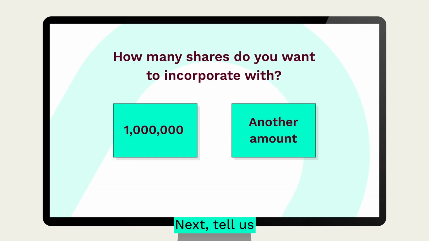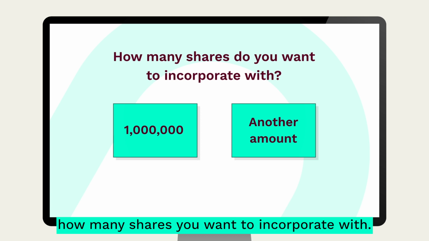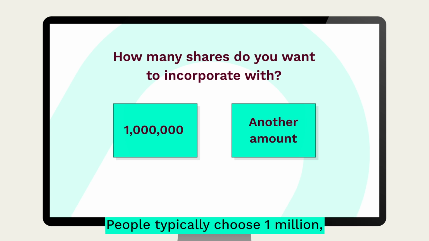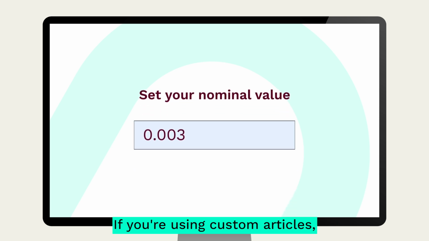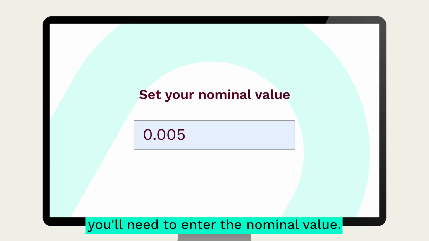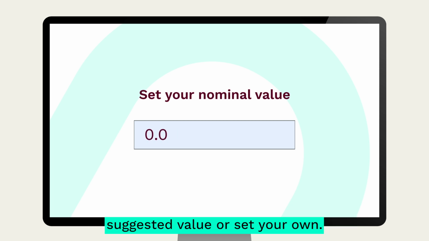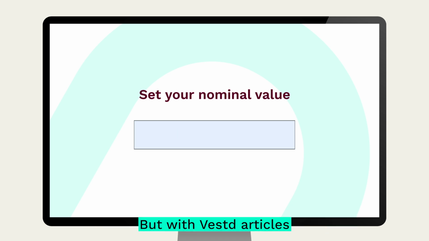Next, tell us how many shares you want to incorporate with. People typically choose 1 million, but you can choose another amount. If you're using custom articles, you'll need to enter the nominal value. With model articles, you can stick with the suggested value or set your own. But with vested articles, this will be set automatically.